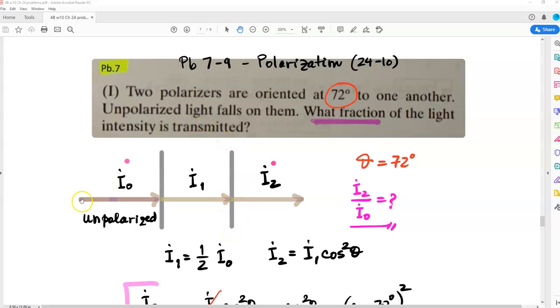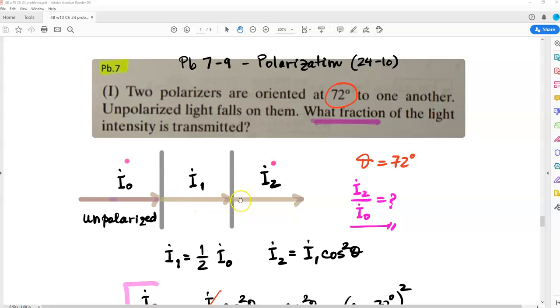Unpolarized light comes in, falls onto the first polarizer, and then some light comes out. In a textbook, you will see that if unpolarized light comes through the first polarizer, the light transmitted is half of the original intensity. And the question is, what fraction of the light intensity is transmitted all the way to the end? Essentially they ask you, what is I2 divided by I0?